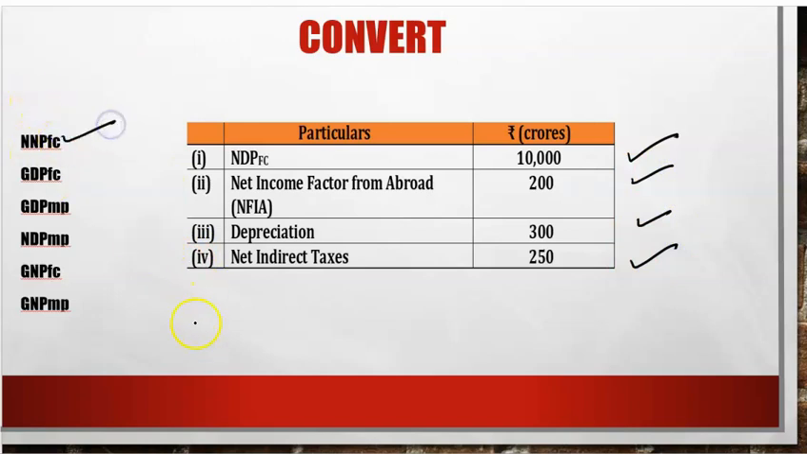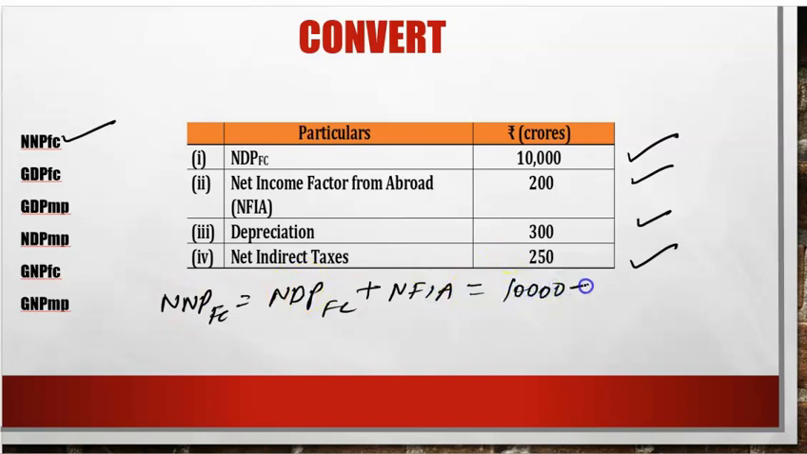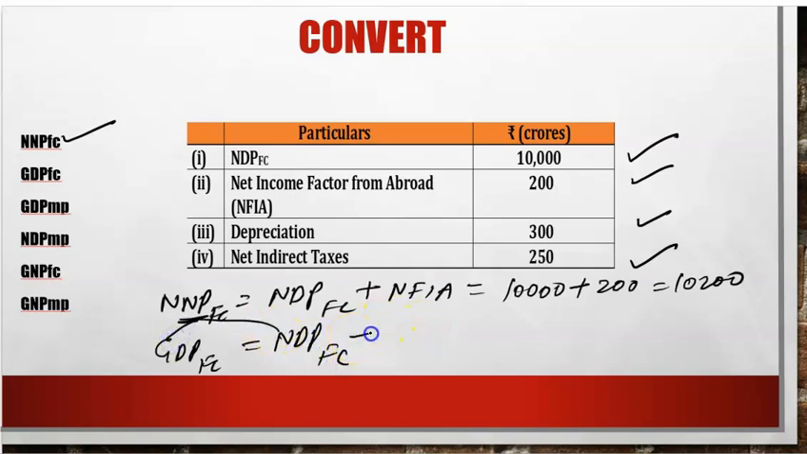So asked NNPFC. So to get NNPFC, domestic में हमें NFIA add करना है. So 10,000 plus 200 gives me 10,200. That is NNPFC. Then they are asking for GDPFC. Again, a very easy part. We already have NDPFC. Only net to gross has to be done. So that is plus depreciation. So 10,000 plus depreciation is 10,300.